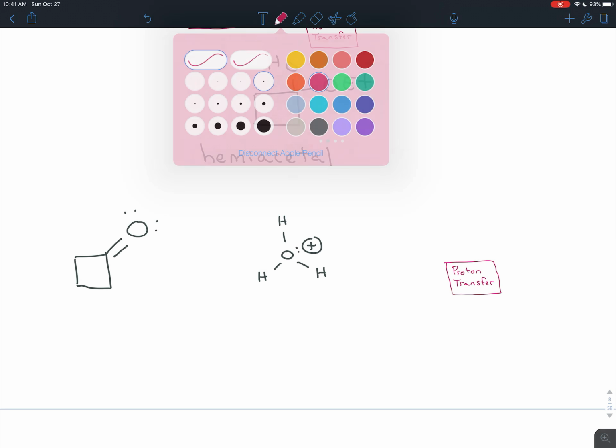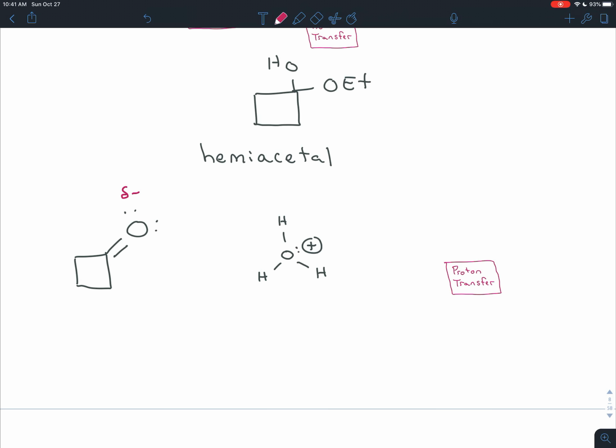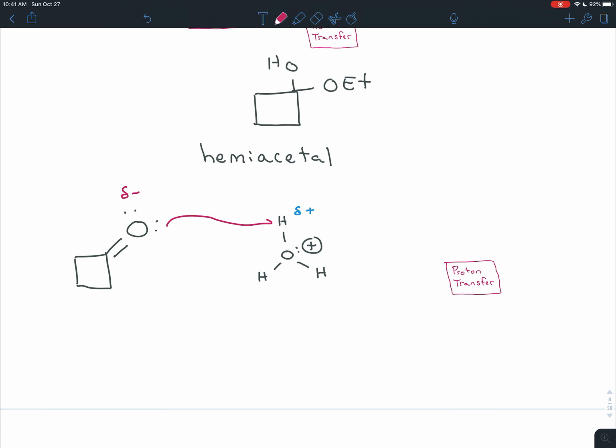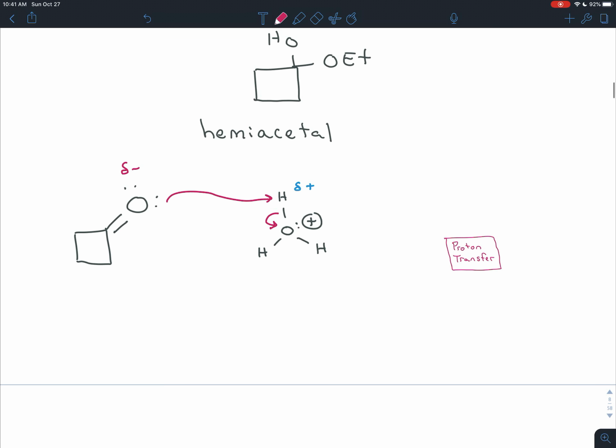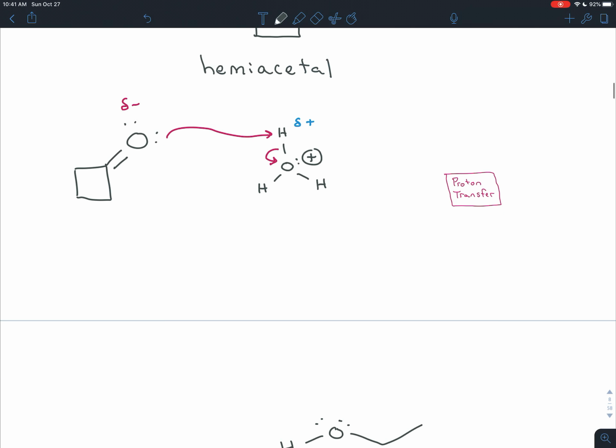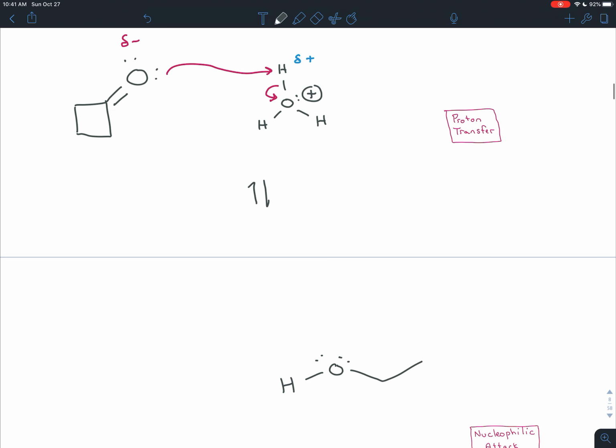The slightly negative oxygen in the ketone steals one of the slightly positive hydrogens in this hydronium ion. The hydrogen can only form one bond, so the electrons in the bond that are already there ricochet back onto the most electronegative place nearby, and that's that oxygen there. And they go to stabilize that positive charge. So that's our proton transfer.